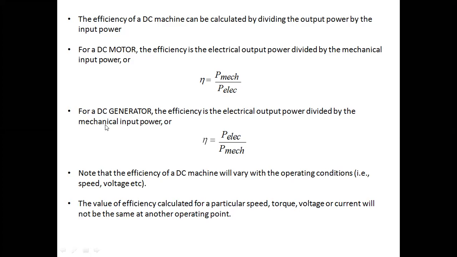And when we are using the DC machine as a DC generator, that efficiency we can define as the ratio of output electrical power with respect to input mechanical power. Because when we are using the DC generator, we are converting mechanical into electrical. So we can take eta equal to P electrical upon P mechanical. We are only revising these equations because you will require these equations to solve numericals.